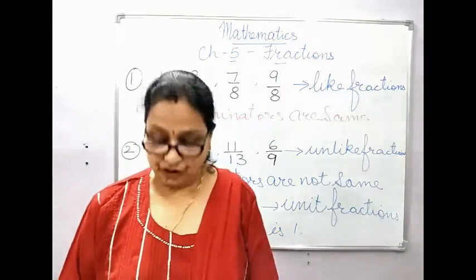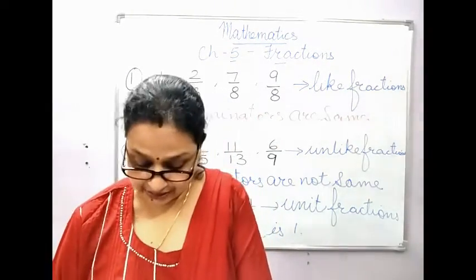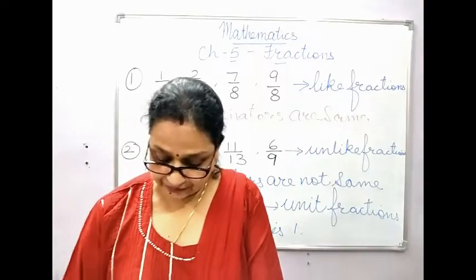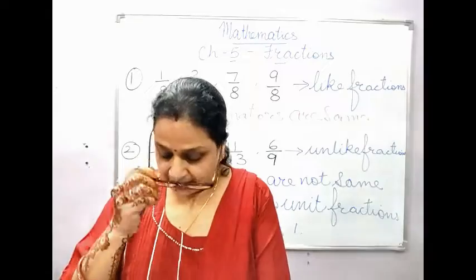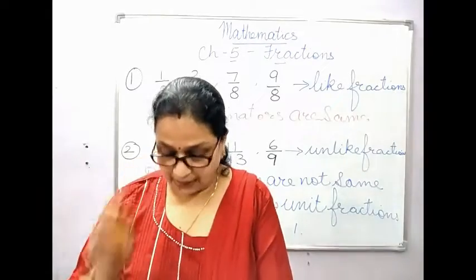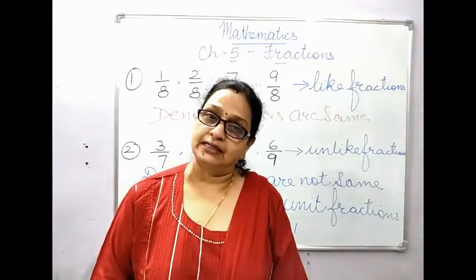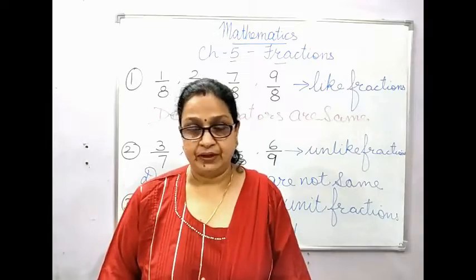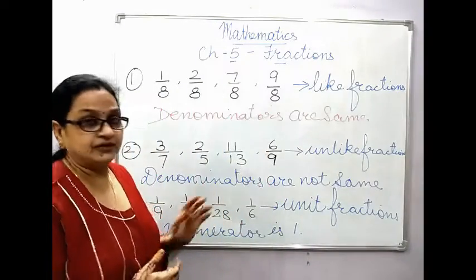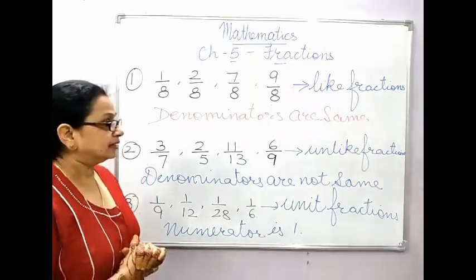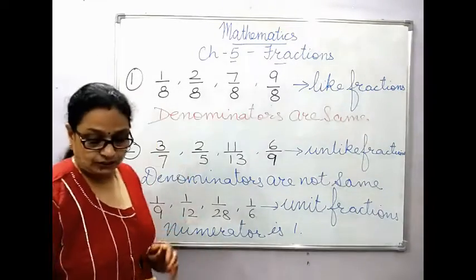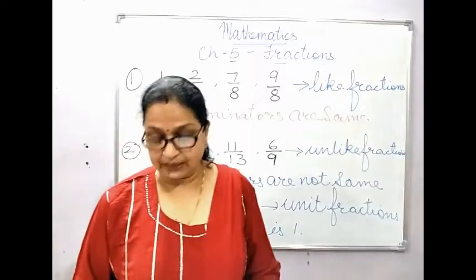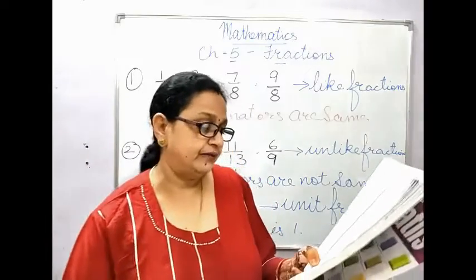I read it from the book. Fractions having the same denominator are called like fractions. All the fractions having different denominators are called unlike fractions. And the fractions having 1 as the numerator are called unit fractions. Have a look and try to understand. I think it's more or less very clear to everyone. Now on the basis of this, we will do exercise 5.5.